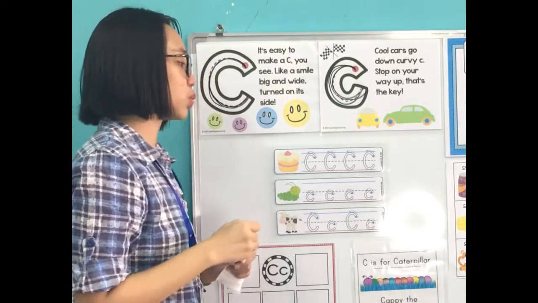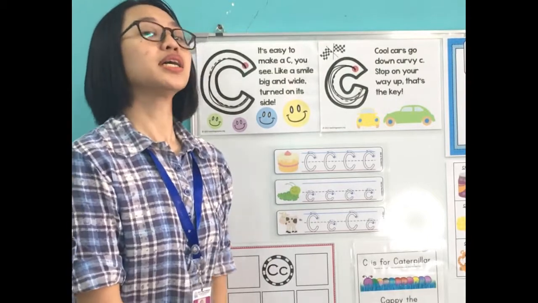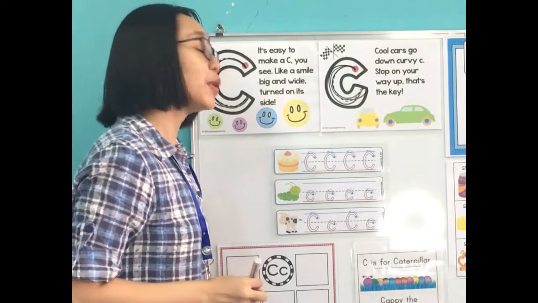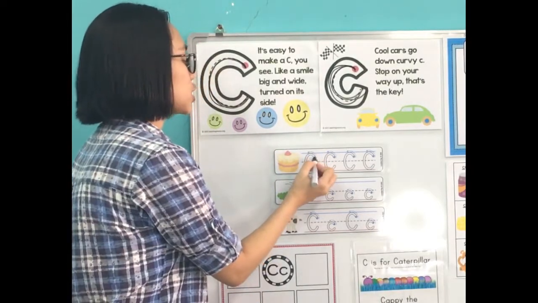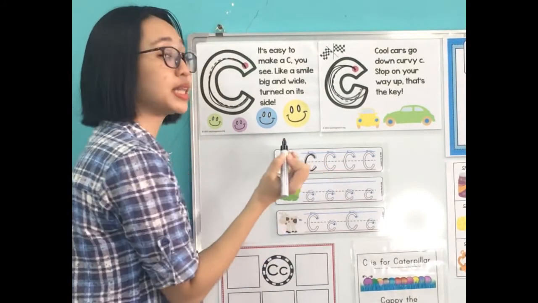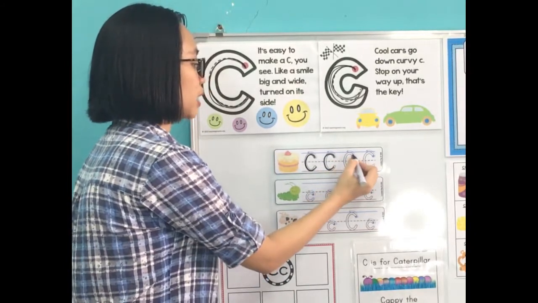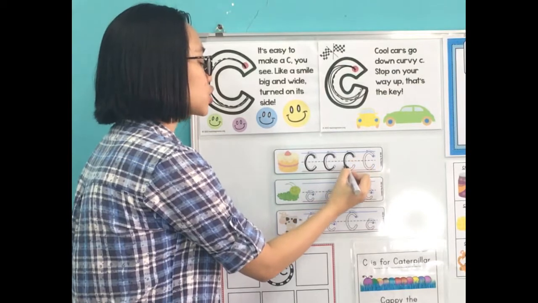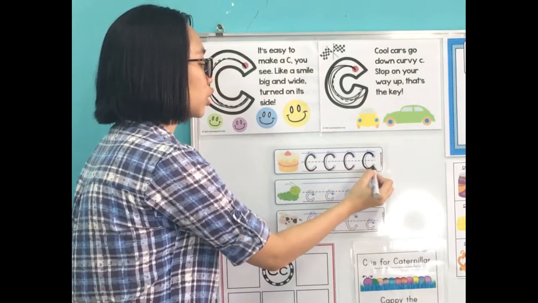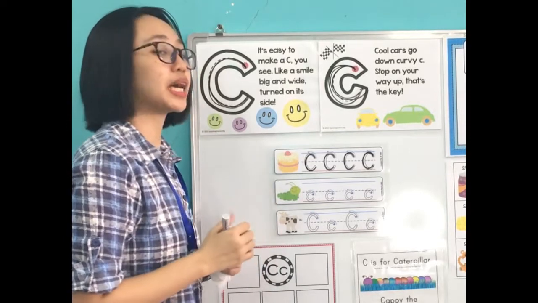How about the other words that have the k, k sound? Remember, letter C has the k, k sound. We have C is for cake. K, k, cake. How about we make the capital C? Let's make a capital C like a smile, big and wide, turned on its side. We have the letter C for the cake, capital C.